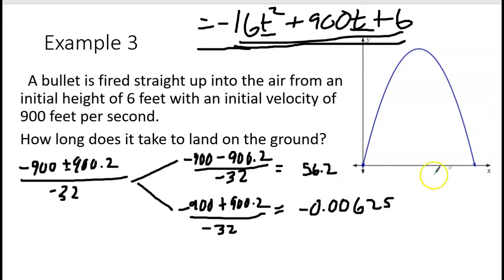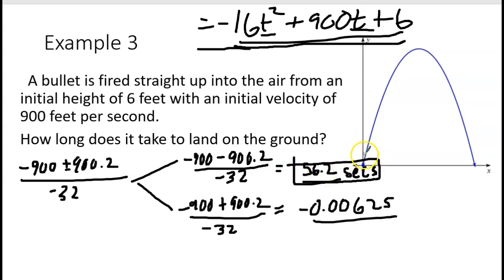But let's interpret them, because this is a word problem, and therefore these numbers mean something in this word problem. These are the answers to the question, how long does it take to land on the ground? And so the answer here is 56.2 seconds. Now that's the only meaningful answer that we have, and that's the answer.